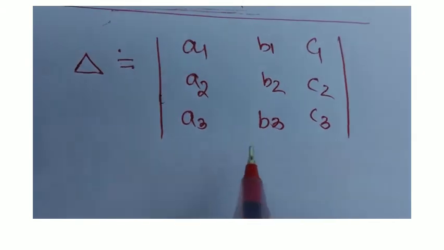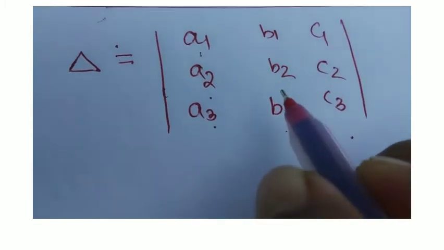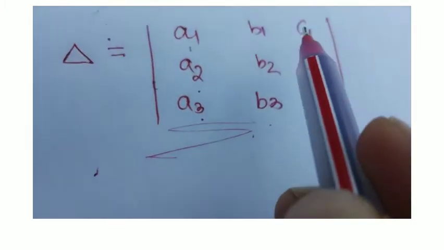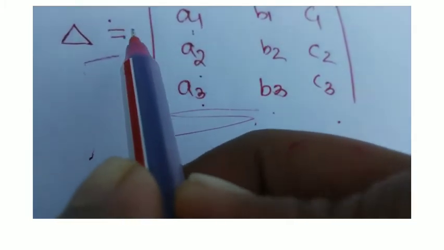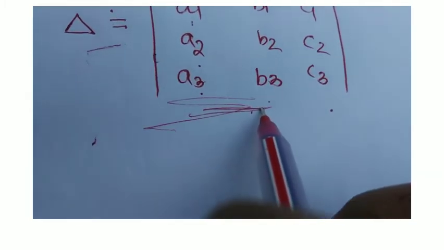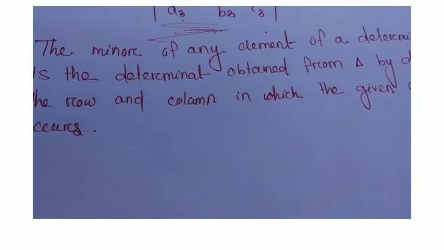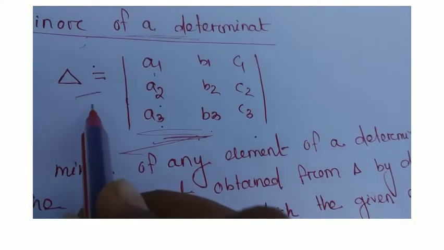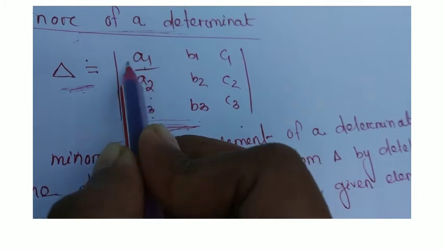Let a third order determinant delta be equal to a1, a2, a3, b1, b2, b3, c1, c2, c3, and we have to find the minor of this determinant. First, the minor of any element of a determinant is the determinant obtained from this determinant by deleting the row and column in which the given element occurs. Suppose we find the minor of this element.